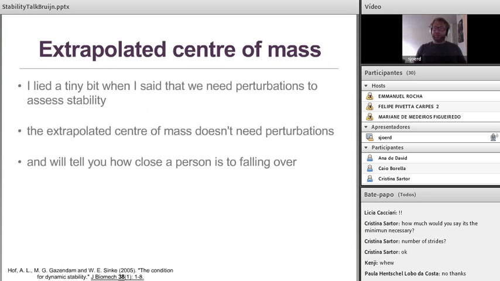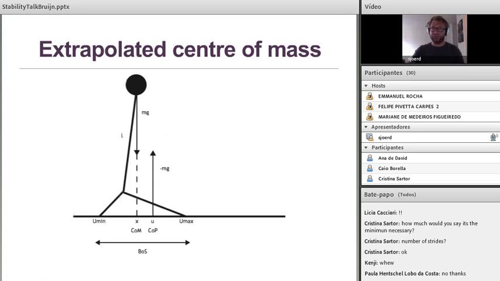So the next measure I want to discuss is a measure described by Hof. It's the extrapolated center of mass, and I lied a tiny bit when I said that you need perturbations to assess stability. For your extrapolated center of mass, you actually don't need perturbations, and it will tell you how close a person is to falling over. But it will, of course, not give you the person's reactions to small perturbations or large perturbations. So it's a kind of a different measure, but I think it's a very promising measure also. So that's why I wanted to go into it.